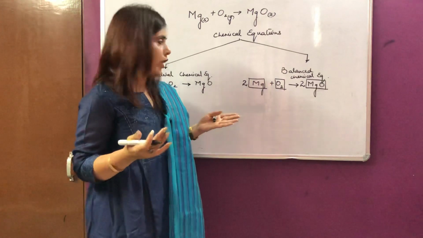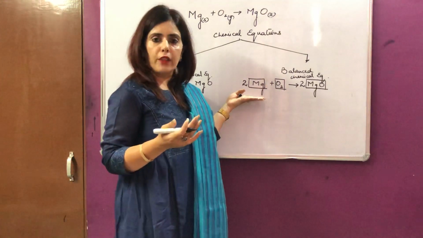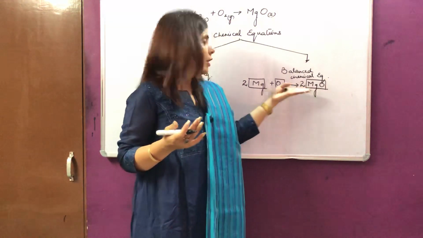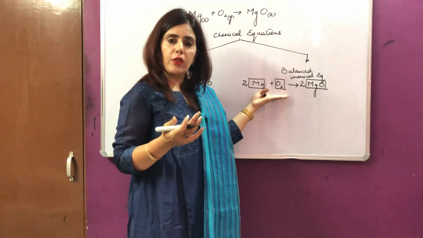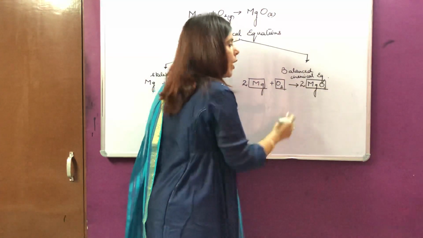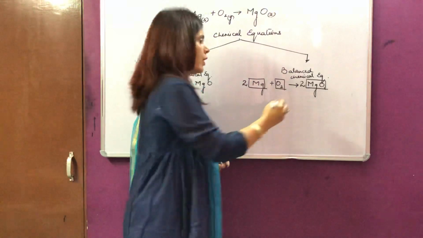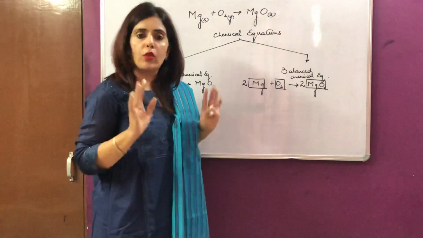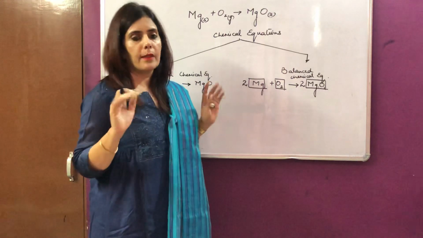Now let us cross check. Number of magnesium atoms on left hand side, 2. Number of magnesium atoms on right hand side, 2. Number of oxygen atoms on left hand side, 2. Number of oxygen atoms on the right hand side, if nothing is written here, that means what? 1. So 2 ones are 2. If nothing is written here, that means what? 1. So 2 ones are 2. So the equation is balanced.